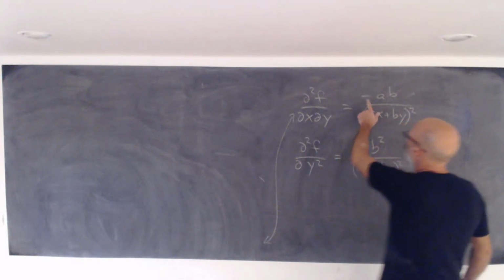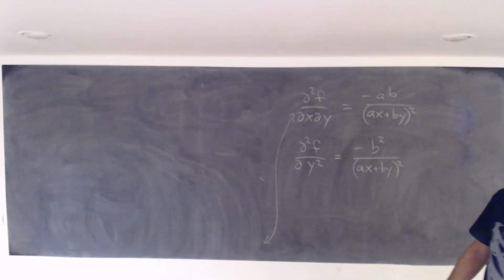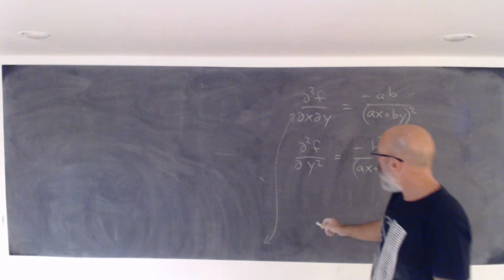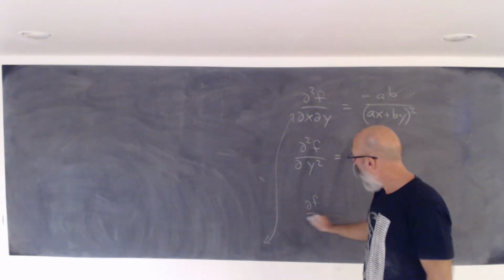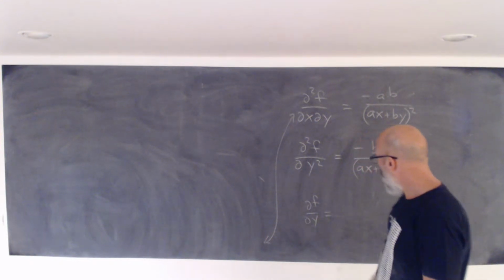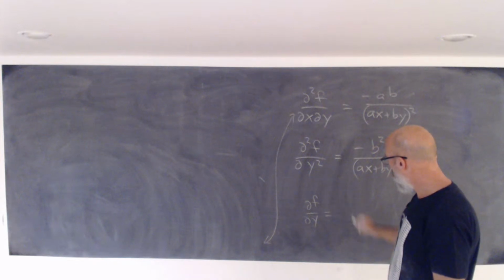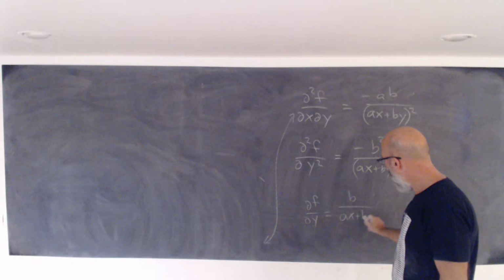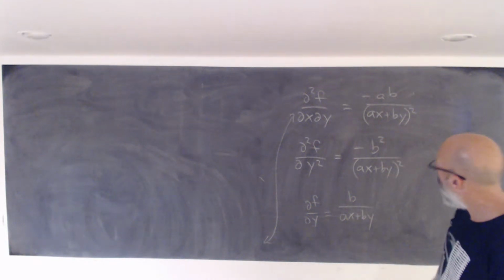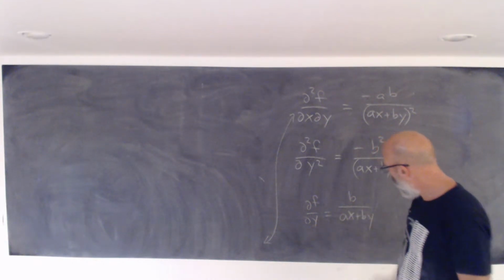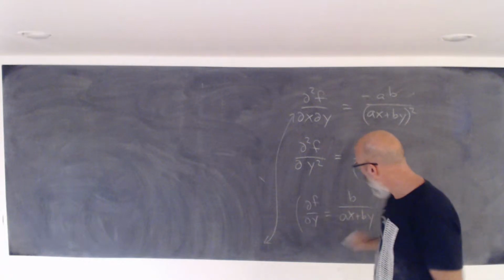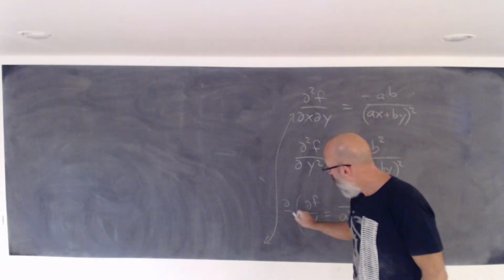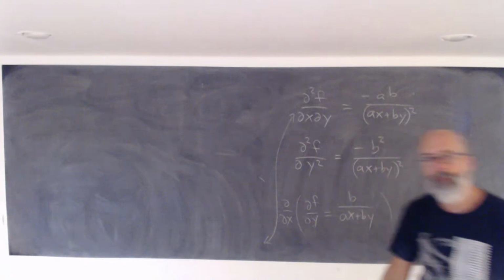Avery wants to know why it's negative ab here. Remember that df/dy was b over ax plus by. And then we want to differentiate the whole thing with respect to x.